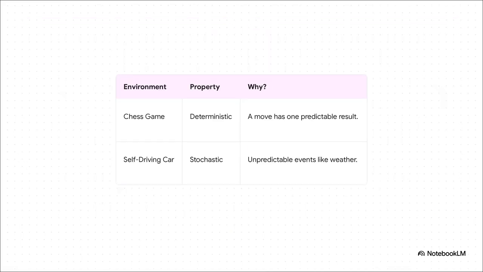Chess is a great example of deterministic. You move your knight from one square to another, the board changes in one and only one predictable way, every single time. Driving, on the other hand, is super stochastic. A tire can blow out, a sudden rainstorm can slash visibility, a deer can just leap out onto the road. The AI has to be ready for just about anything.